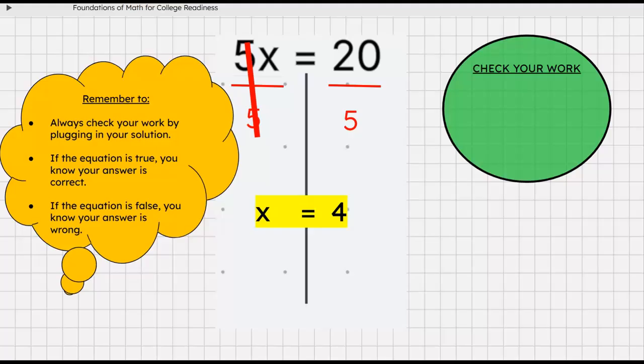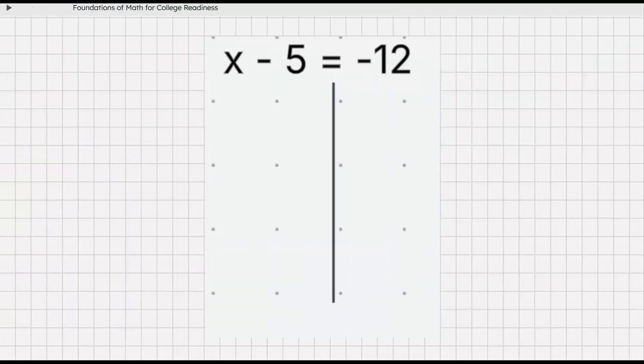So let's check it. We had 5x equals 20, and we ended up with x is equal to 4. So we're going to substitute that 4 into the equation for x, and we will have 5 times 4 is equal to 20. Well, 5 times 4 is actually 20, and that is equal to 20. So we've got this equation correct. Let's look at the next one.